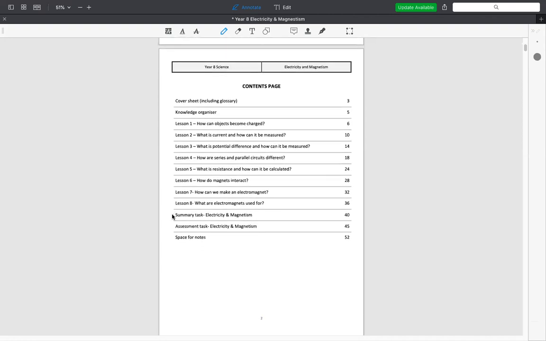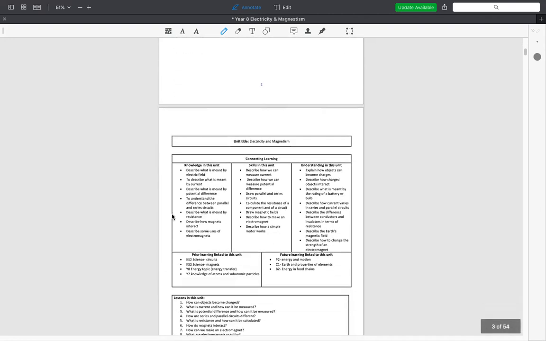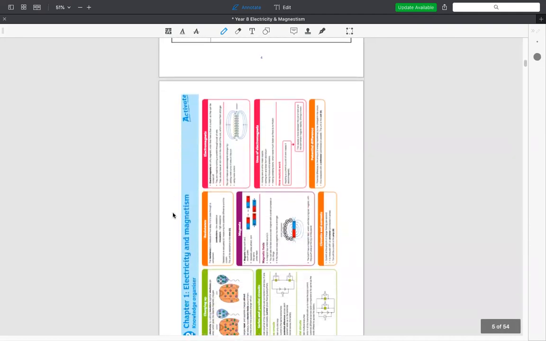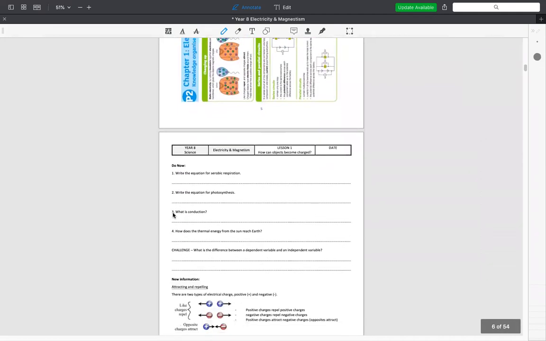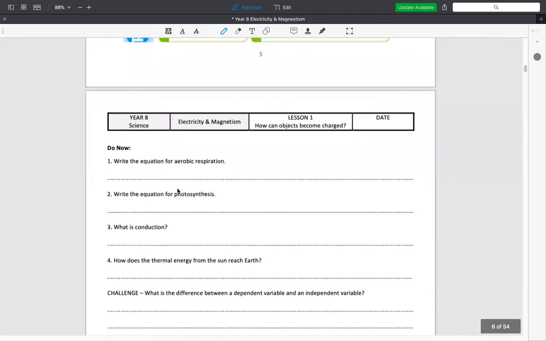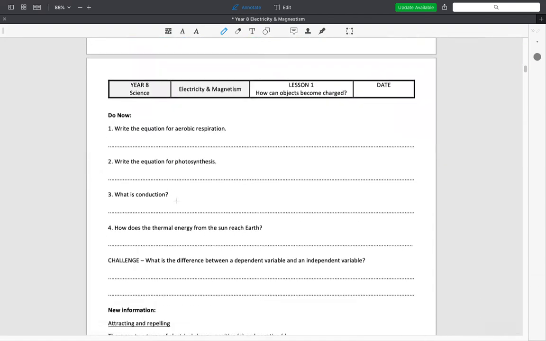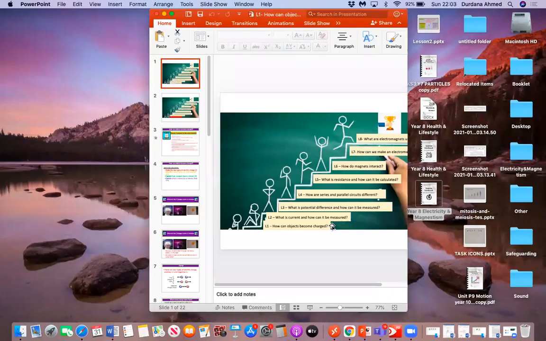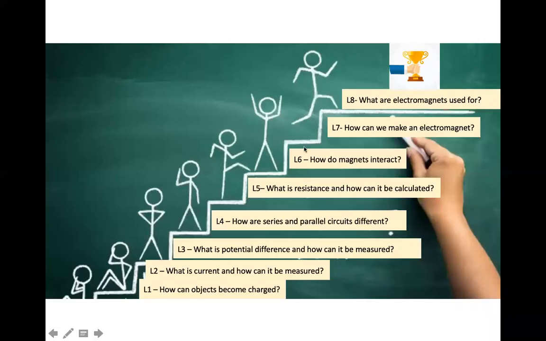So let's get started. So again, we have all our learning objectives, our glossary and our knowledge organizer. Let's move on to lesson 1. So lesson 1 is how can objects become charged? So straight away, I'm just going to move on to my PowerPoint. Let me just make my screen bigger. So looking at how objects can become charged.